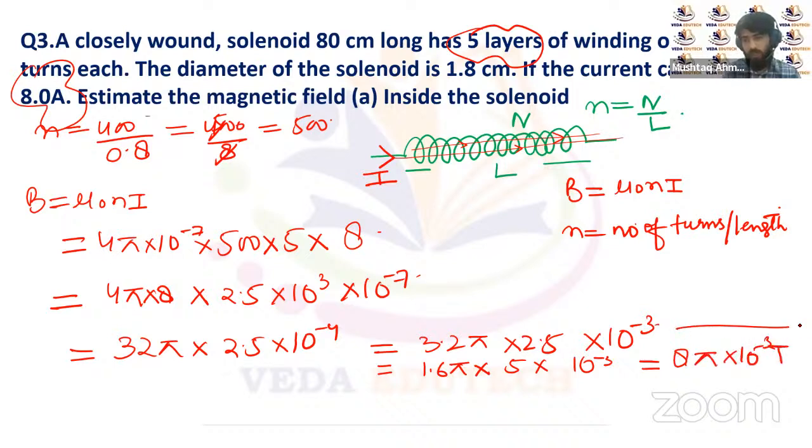So this much magnetic field will be along the axis of this solenoid because of these windings of 400 turns each, which has 5 layers of winding. This will be the total magnetic field because of the solenoid, given by mu naught n I.